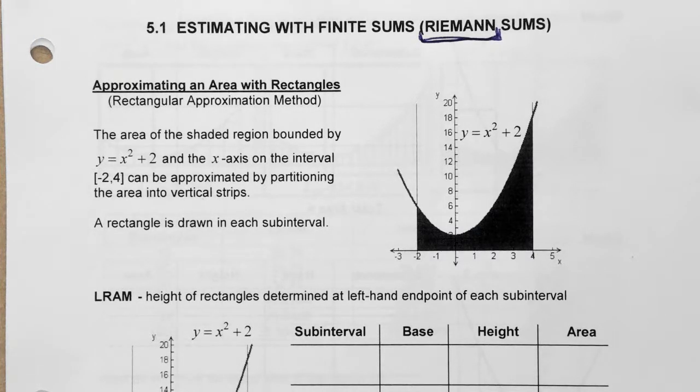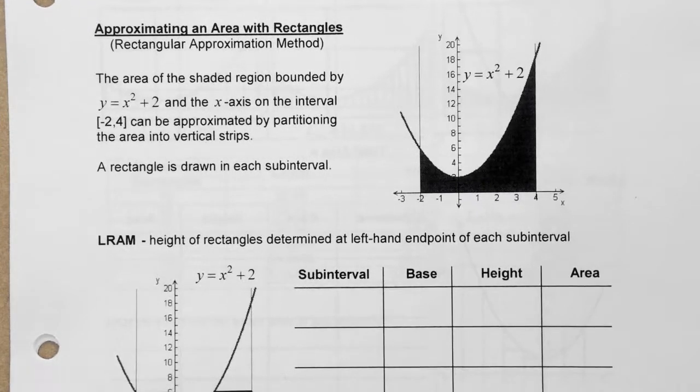Notes 5.1, estimating with finite sums, also called Riemann sums. Approximating an area with rectangles is called the rectangular approximation method. There are three ways to approximate an area with rectangles.